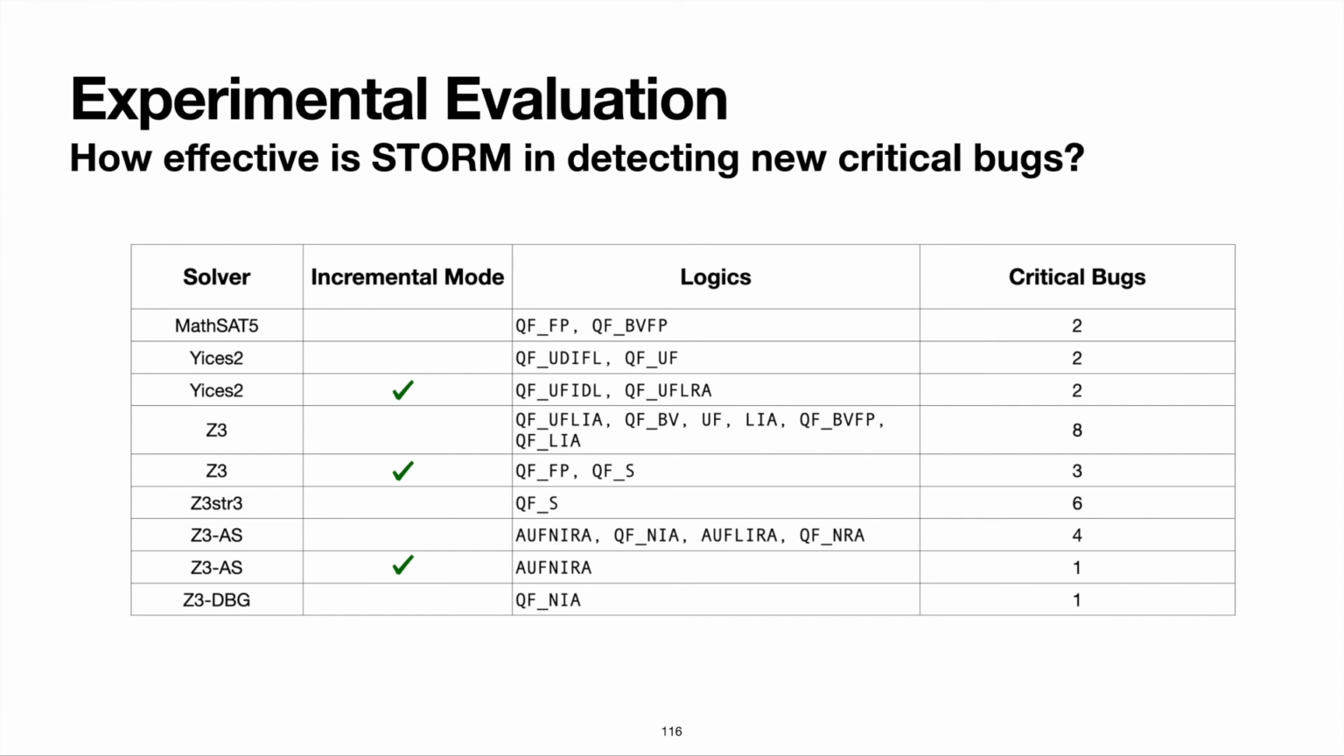Overall, Storm found 29 critical bugs in 3 mature solvers or 9 solver variants in 15 different logics. All these bugs were previously unknown, unique, and confirmed by solver developers. In addition to bugs in this table, Storm was also able to detect known bugs as well as other issues of class C and D as a byproduct, which we do not report here.